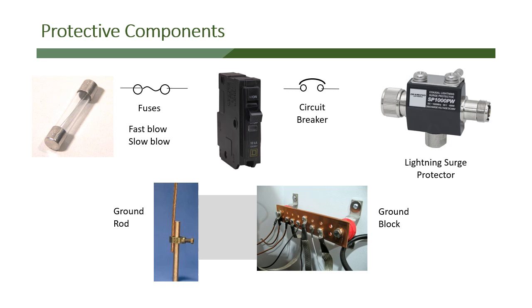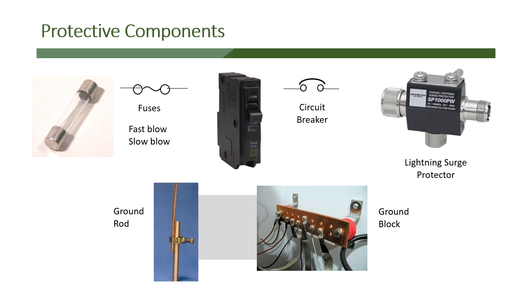Then we have some other protective components. We have a lightning surge protector, which goes on antennas. So if your antenna is struck by lightning, we don't want that lightning to go to your transceiver because it'll literally burn it up. So we have a special device called a lightning surge protector, so that when the voltage is very high, it senses lightning. It has a special device that fires off and shorts that out so that it goes to ground.